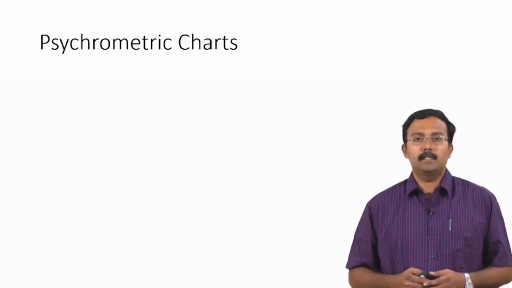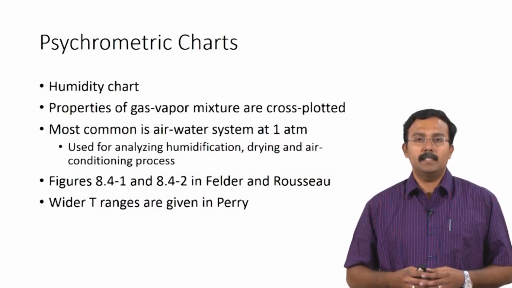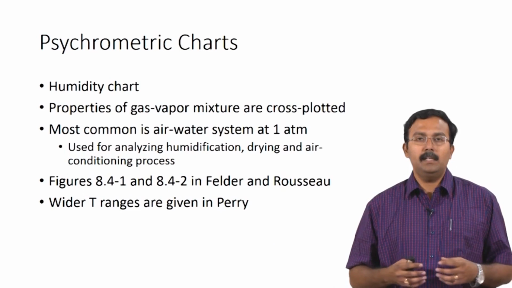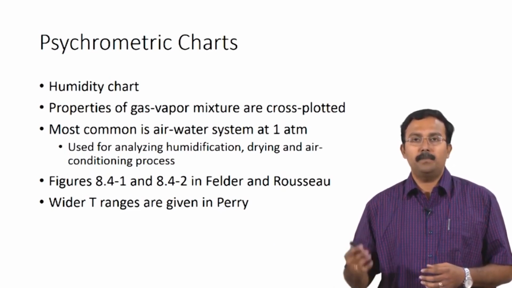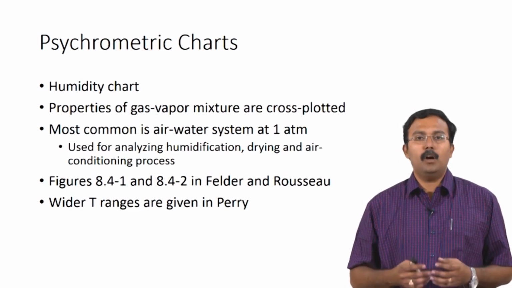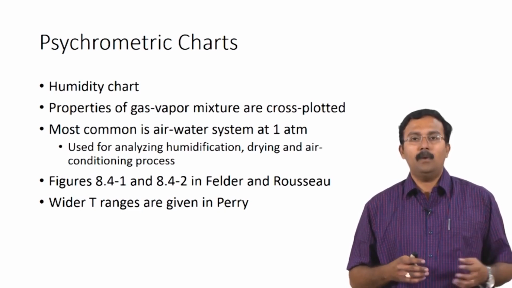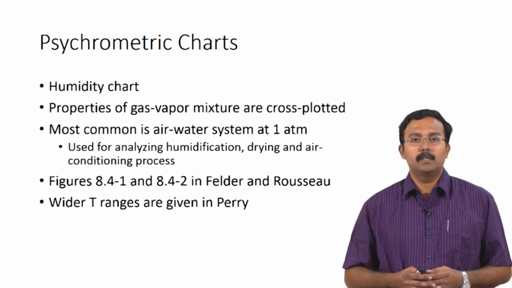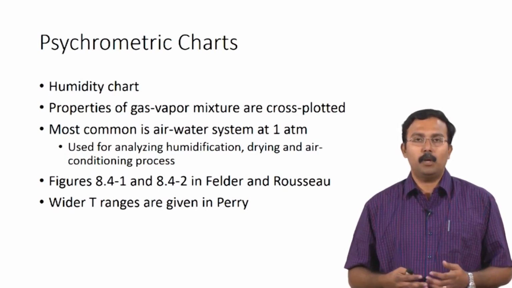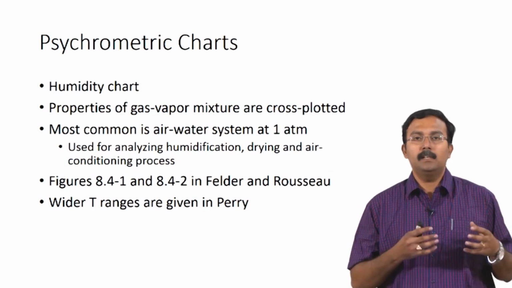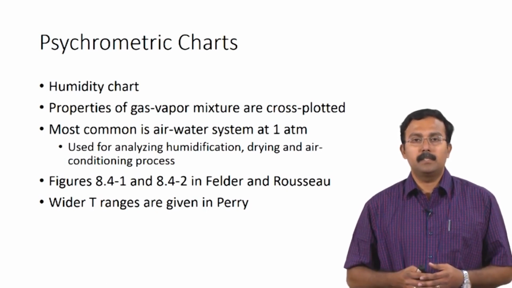What are psychrometric charts? These are also called humidity charts. So, these are basically cross plotted charts which give us information about gas vapor mixture. The most common one used is the air water system at 1 atmosphere. This is used for analyzing humidification, drying, and air conditioning processes which are common in chemical and biochemical industries.